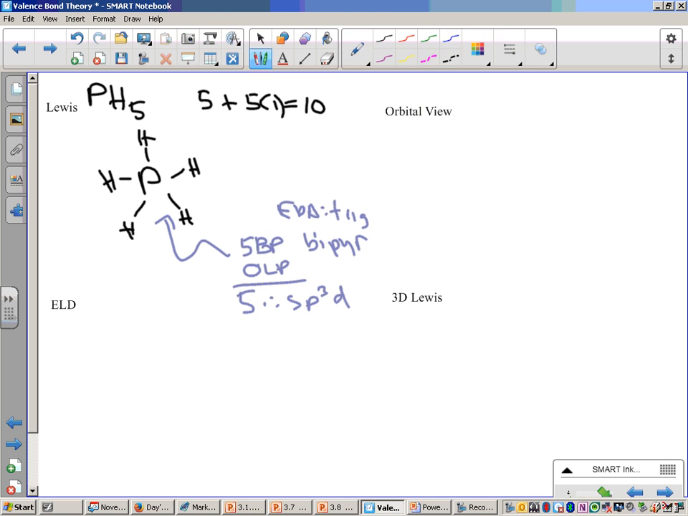Now let's do the energy level diagram, and it's really not that exciting. Phosphorus, we go back to neon, and because I have 5 and I need sp3d, 1, 2, 3, 4, 5. I'm not worried about the extra d's. Told you I could teach really fast.